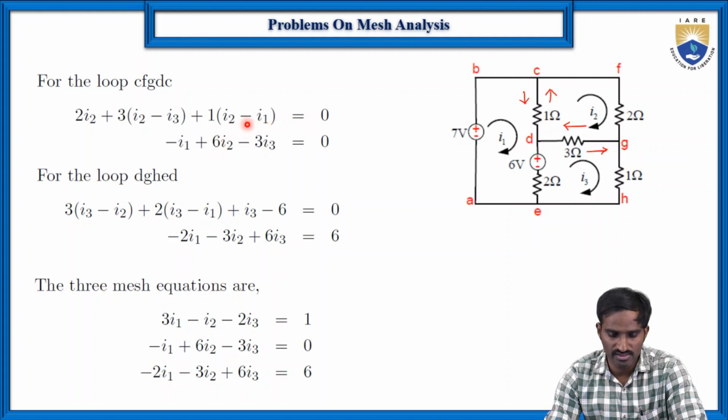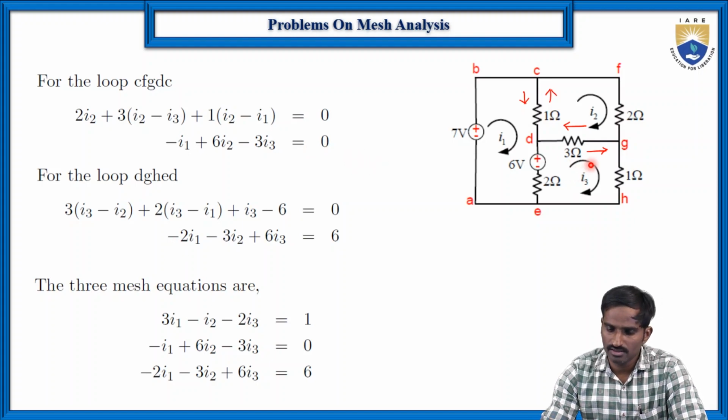Then if you simplify this, here minus 1 I1 is there, and 3 I2 plus 2 I2 and 1 I2. So 3 plus 2, 5 plus 1, 6. So plus 6 I2, and here 3 into minus I3, so minus 3 I3, which is equal to 0. So let us consider this is equation number 2, right?